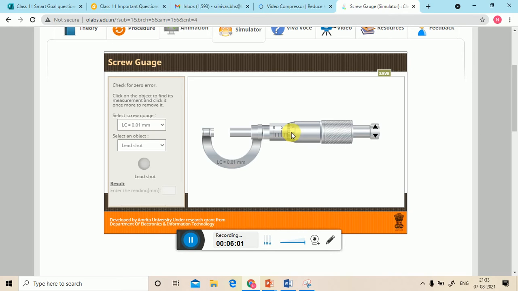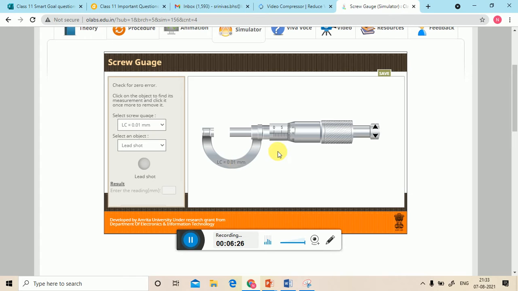And if you see while doing the experiment, I have 100 head scale divisions or 100 circular scale divisions. So the pitch of the screw divided by the number of circular scale divisions gives the least count. So 1 by 100, which is 0.01 millimeters. That is the least count of this given screw gauge.